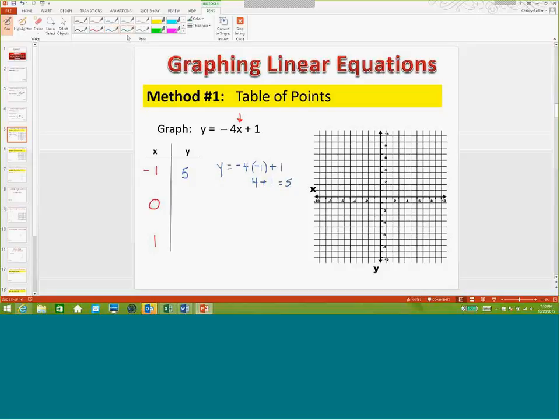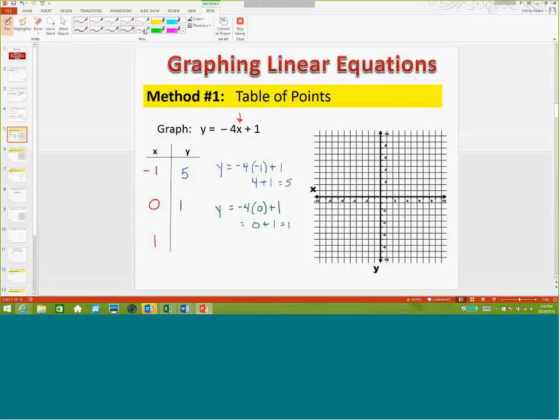And we do that for each of the given values for x. I'm going to plug in now what happens to y when x is 0. So x is 0, I need to plug in 0 in place of x in the equation, and it's going to tell me what my y is equal to. So -4 times 0 is just 0, plus 1, and equals 1. So when x is 0, then y is 1.